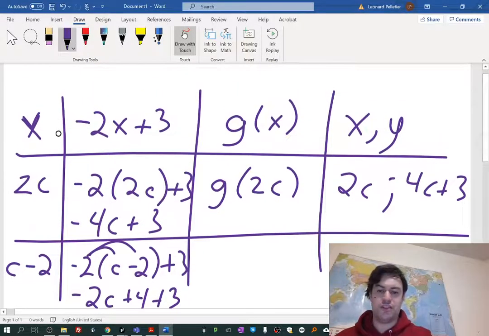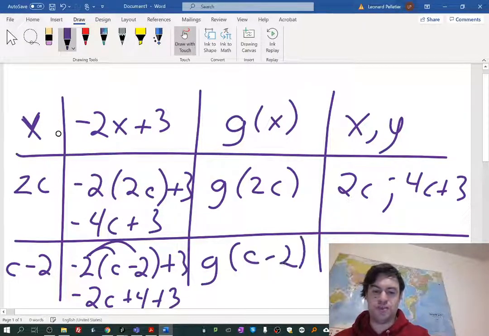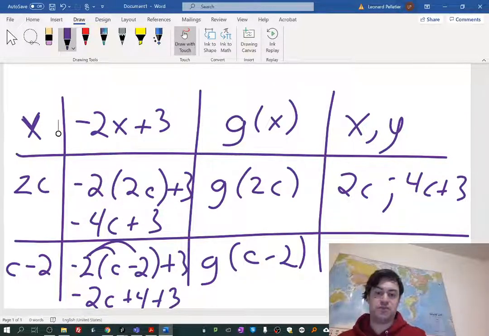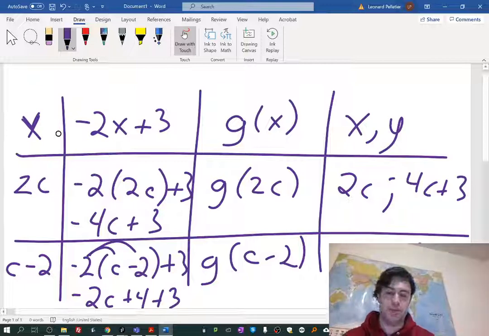And g of x is just g of c minus 2. And xy, well, what's x? x is c minus 2. y is that big thing, minus 2c plus 7. That's all we're doing. We're just plugging in numbers, really. That's the main thing.